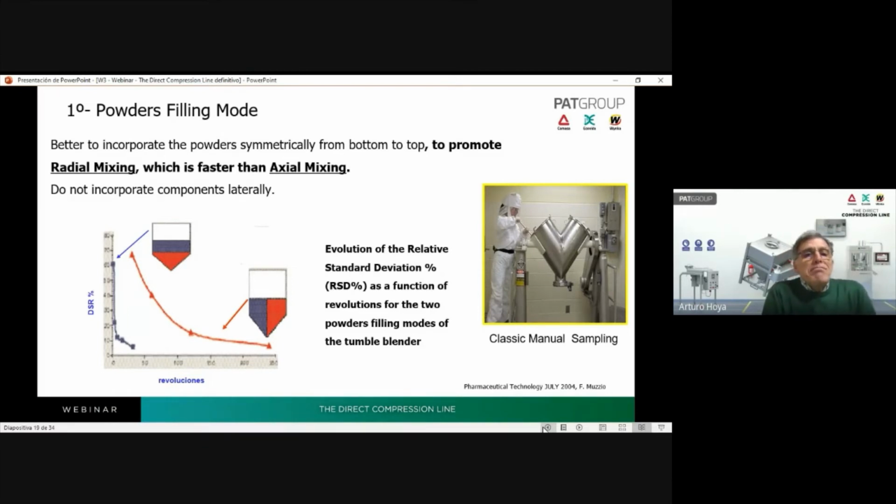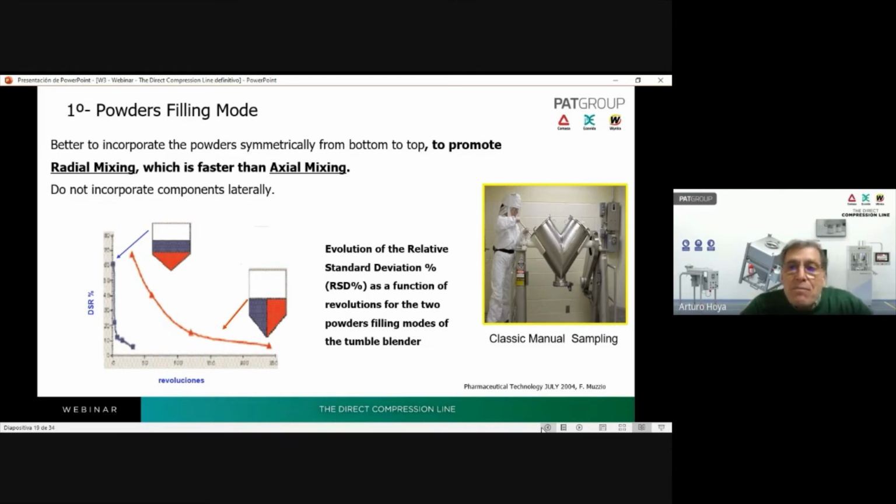The powder filling mode refers to the best way to incorporate the powders. If we incorporate the powders symmetrically, or more symmetrically, from the bottom to top, this will promote the radial mixing. And the radial mixing is very fast, faster than the axial mixing. The powder movement along the axis of the container is very little, but it's not the same in the radial direction.